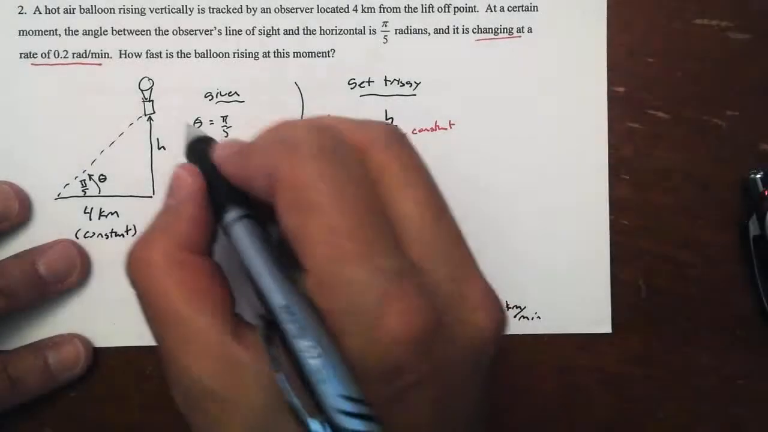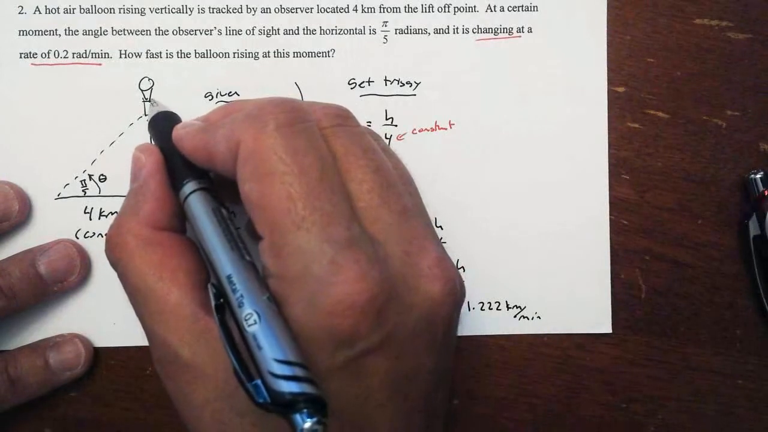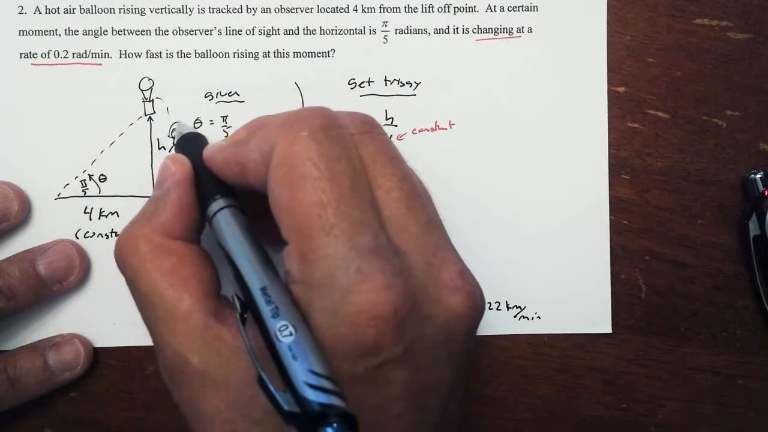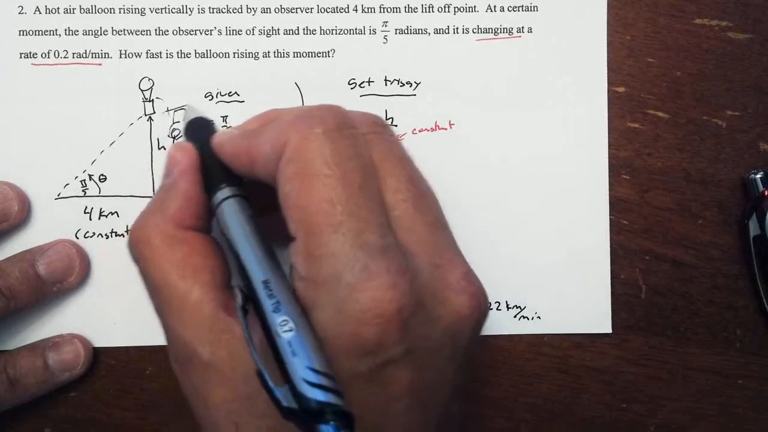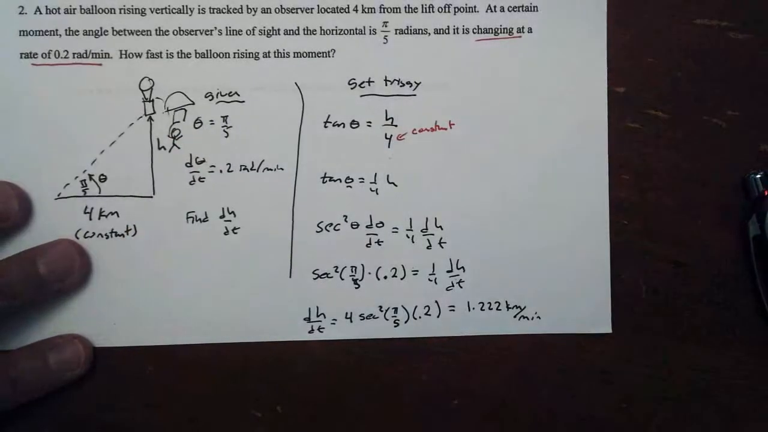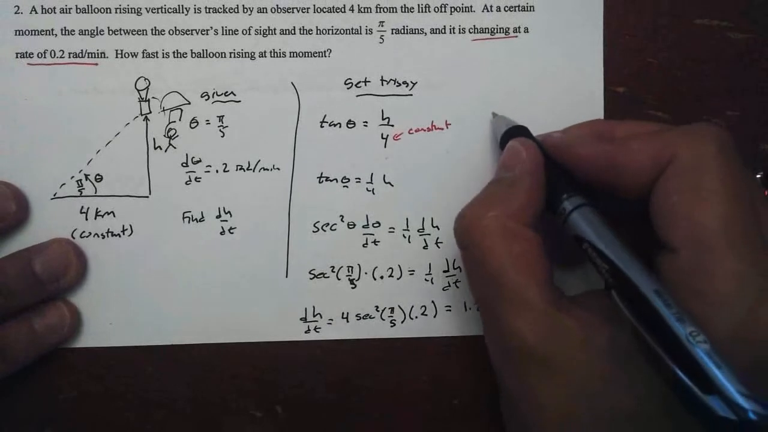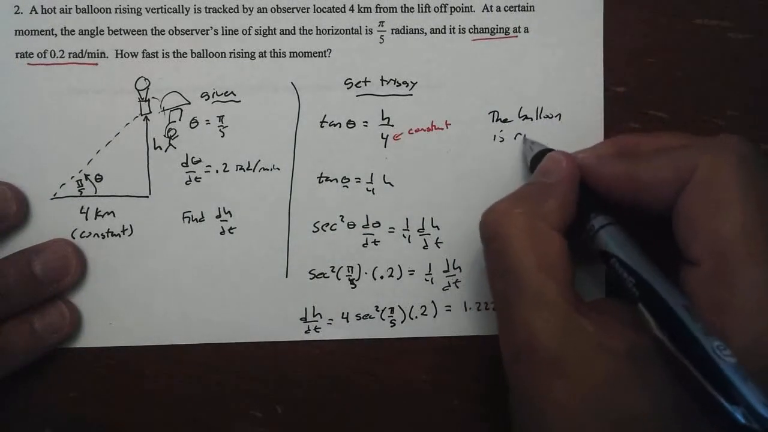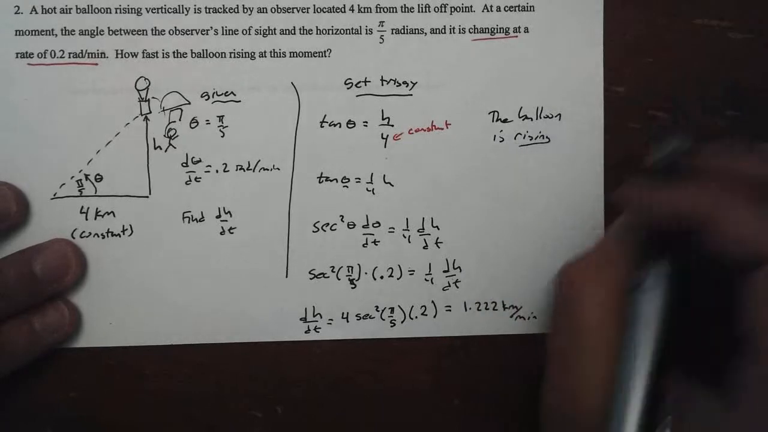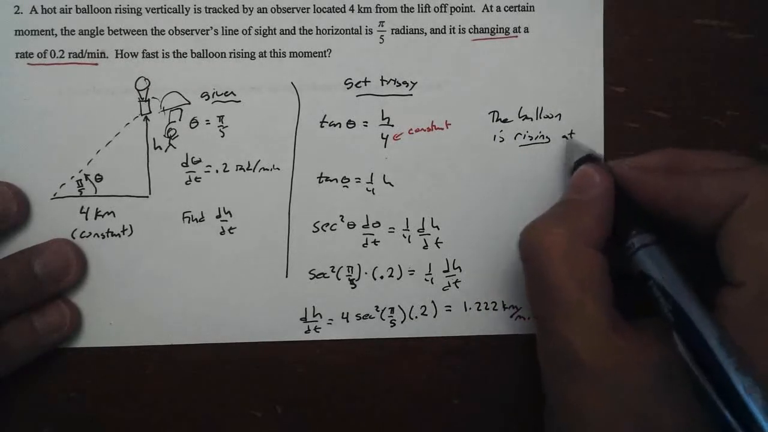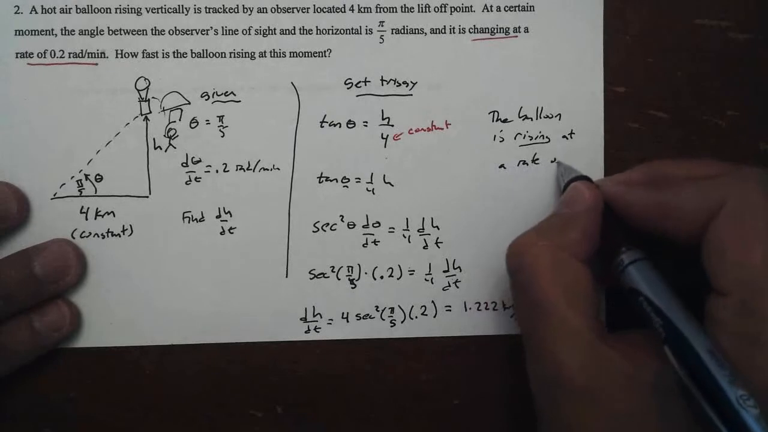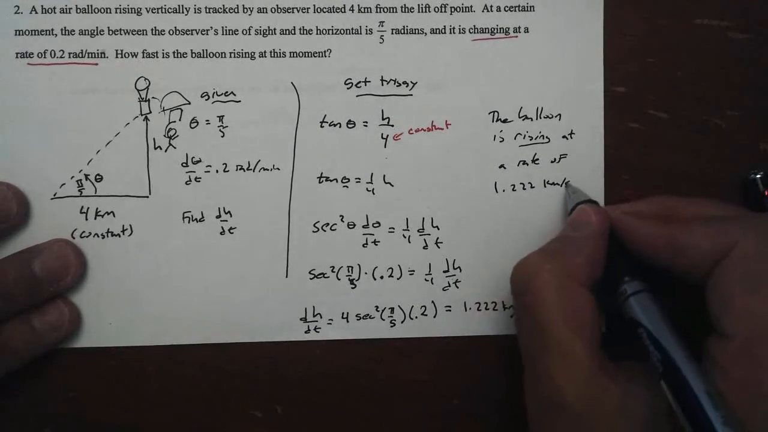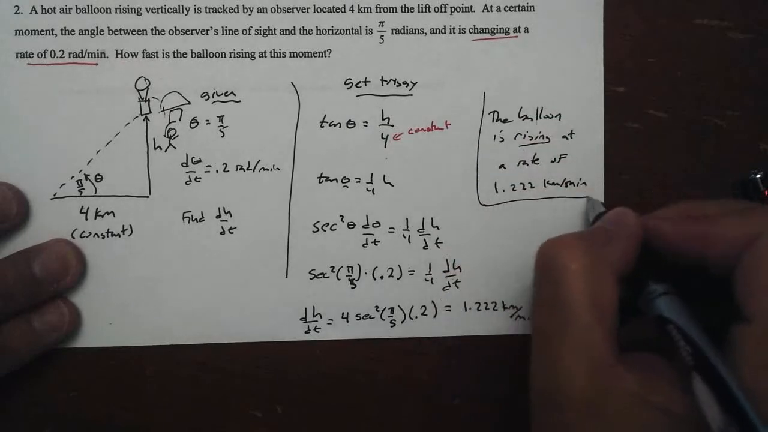I would probably jump off it really quickly. Hopefully I have an air parachute. Psh. That's my parachute right there. You'll be safe. So we would say that the balloon is rising, because it's going up, it's positive, at a rate of 1.222 kilometers per minute.